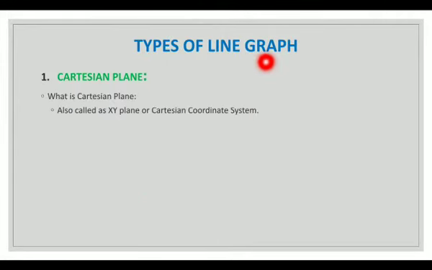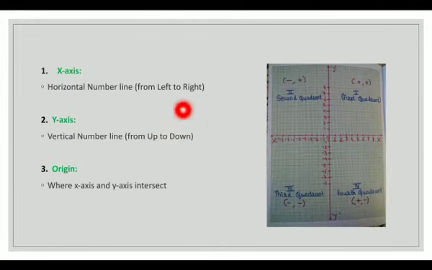Types of line graph. The first one, Cartesian plane. What is a Cartesian plane? Also called as xy plane or Cartesian coordinate system. The x-axis, horizontal number line from left to right. To the right, we have all positive numbers starting from 1, 2, 3, 4 and so on. And to the left, we have all negative numbers starting from -1, -2 and so on, like a standard number line.